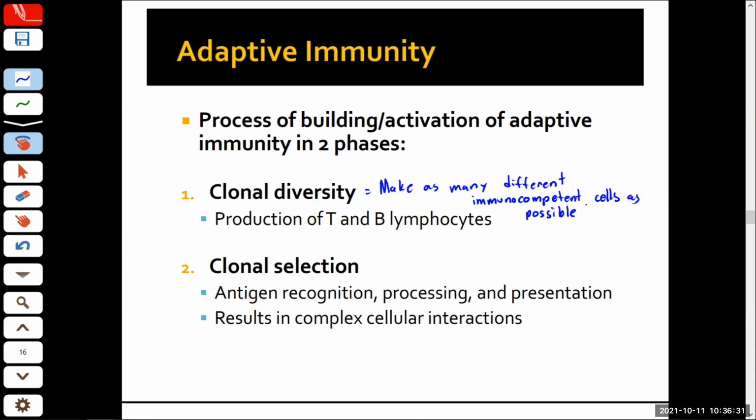Okay. Step two, clonal selection. This is when you choose an immunocompetent cell to mature.